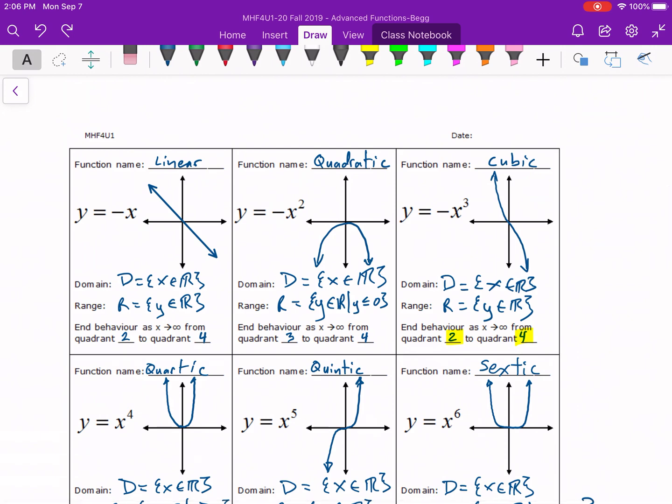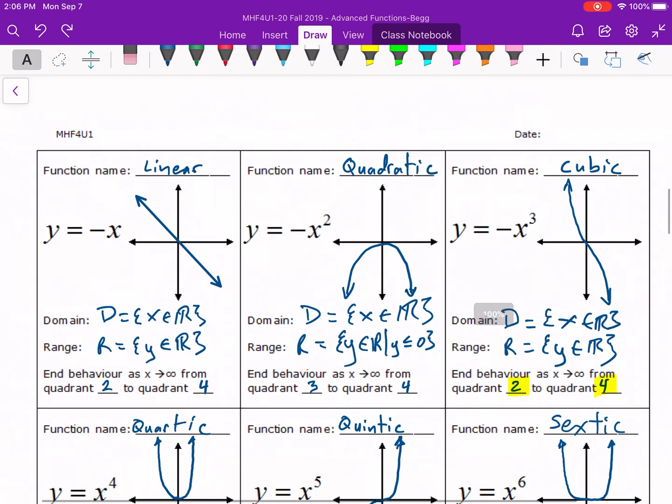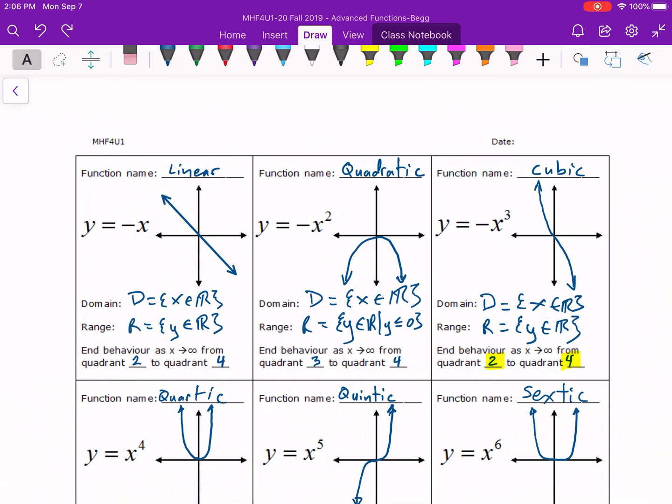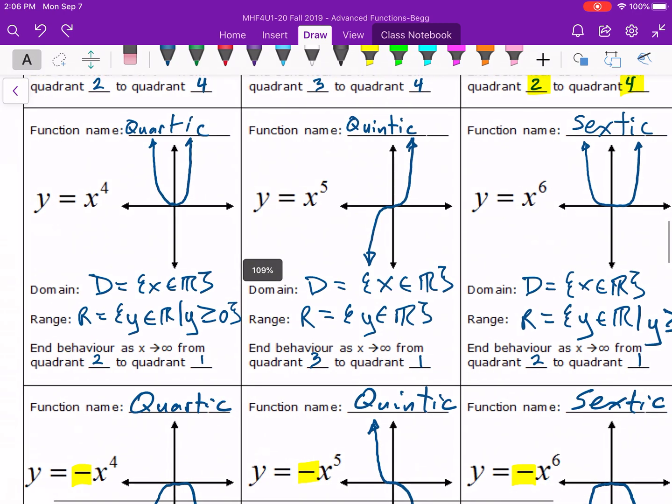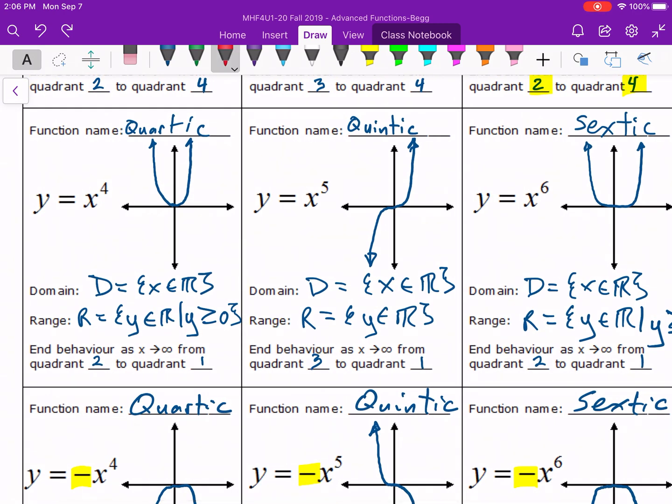We're back on track. Anyway, so 2 to 4 in both cases. Going higher up, now we have higher exponents. We have an exponent 4. We saw that's called quartic. That's what the graph looks like.